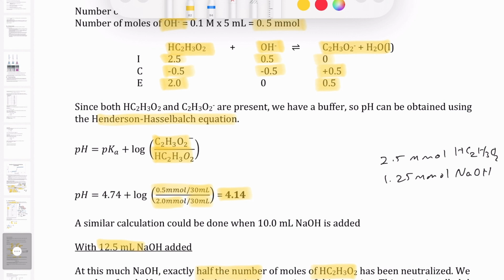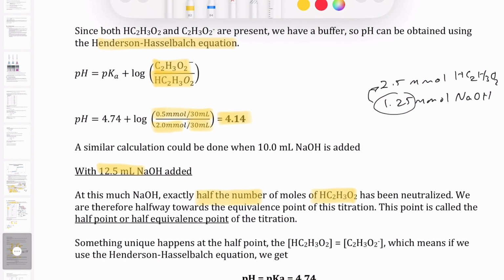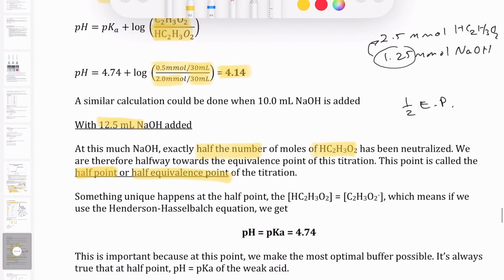So that means that this is exactly half of that number. And that means we've reached half the equivalence point, right? Because the equivalence point is when all the acids have been neutralized. So this point in a weak strong titration is what we refer to as the half point or half equivalence point, or sometimes you'll see it written just as half EP.